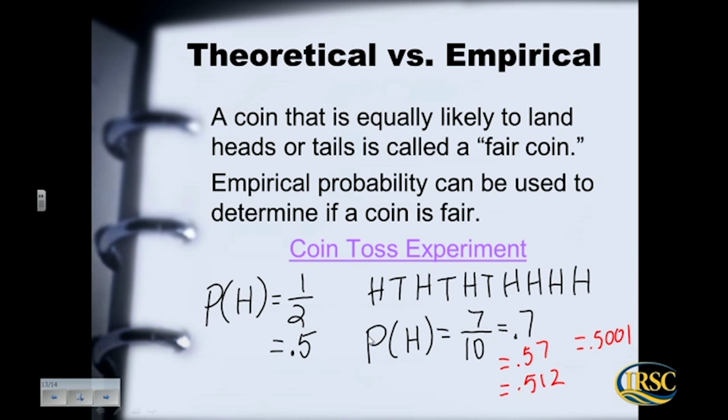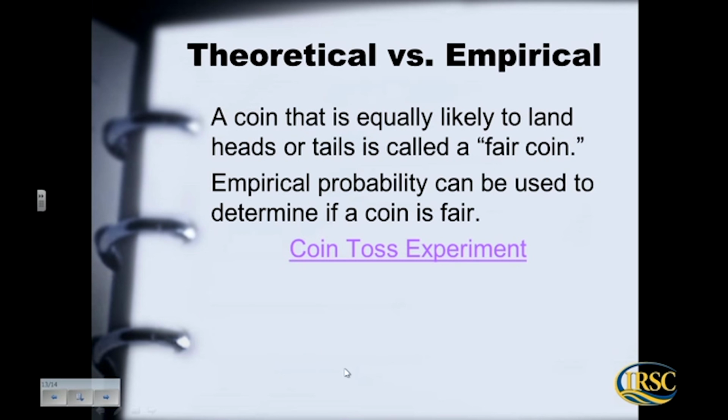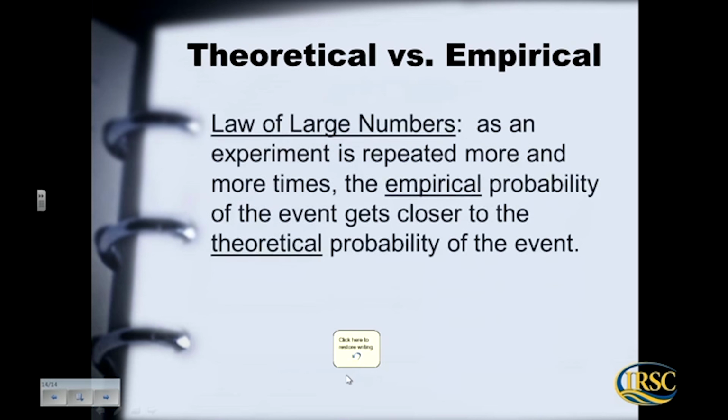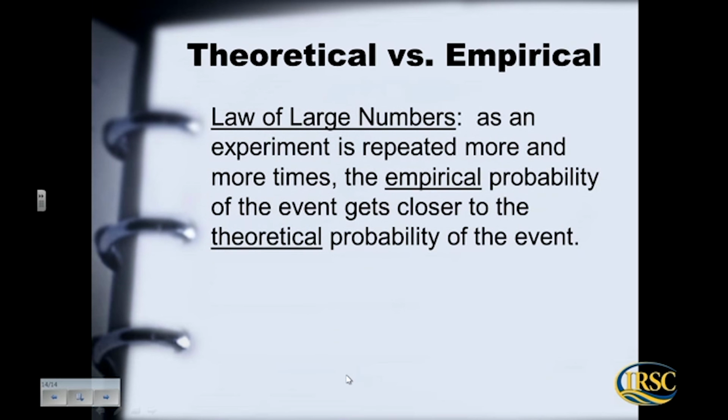So this thing that's happening as that probability gets closer and closer to 0.5, it's called the law of large numbers. So as an experiment is repeated more and more times, the empirical probability of the event gets closer to the theoretical probability of the event. If it doesn't, that's when you know that there's something wrong.